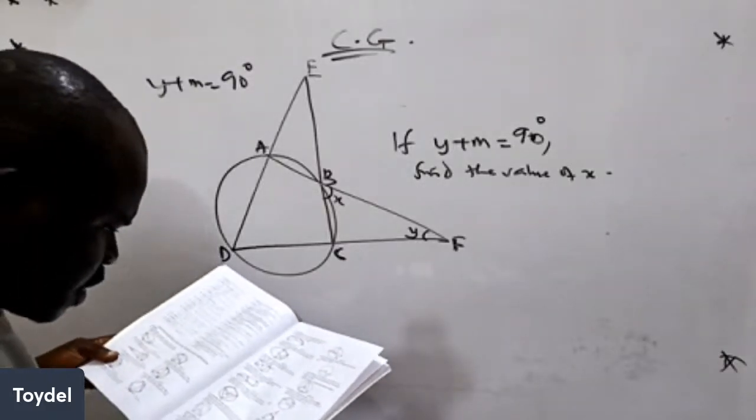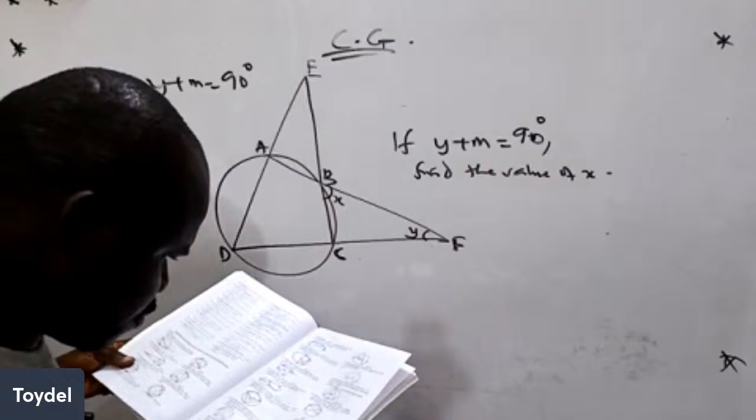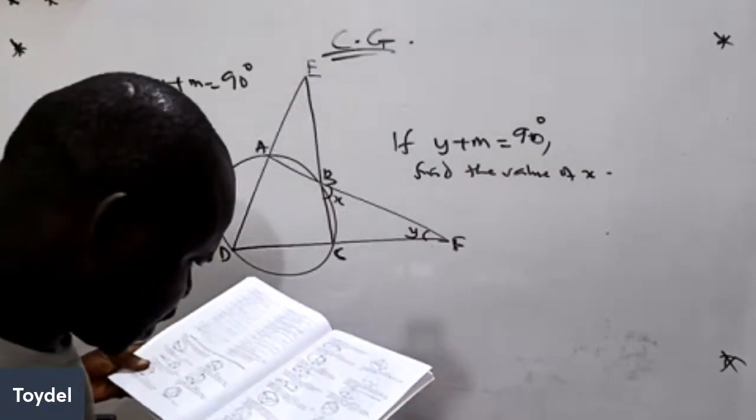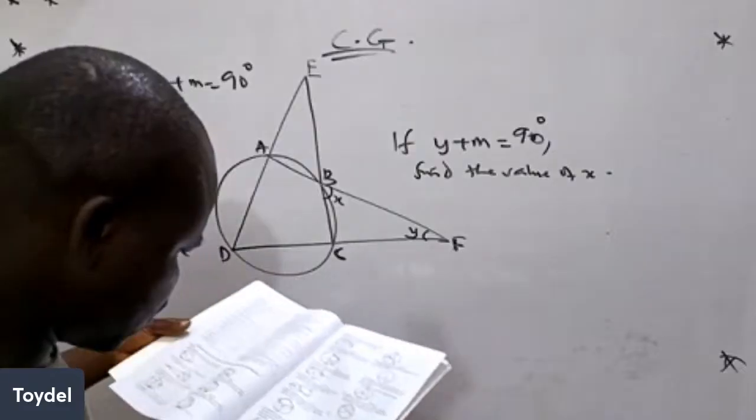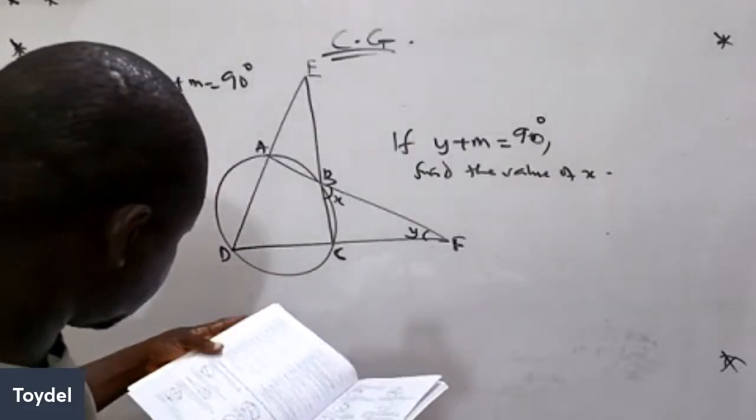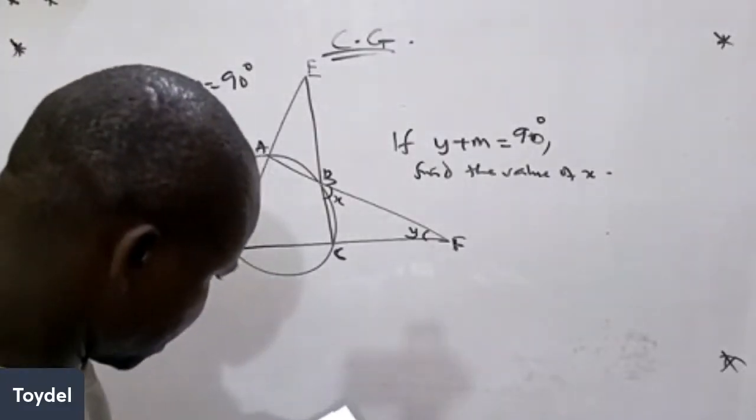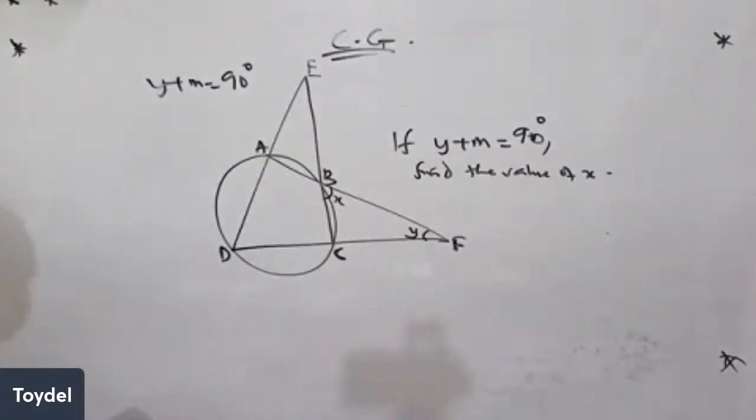In this question now, the question is not that clear. The M was not indicated. And we have, if Y plus M is 90 degrees, find the value of it. There should be M somewhere along the line. Without that M, we can't do anything. If you don't know where M is placed, then it will be difficult to solve the question.